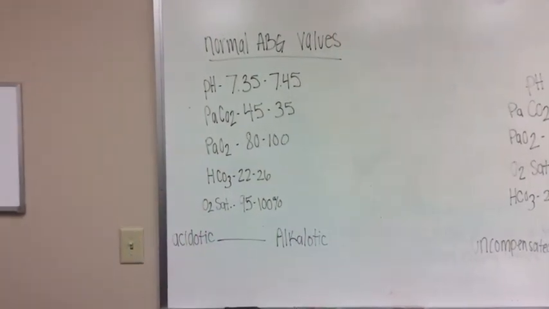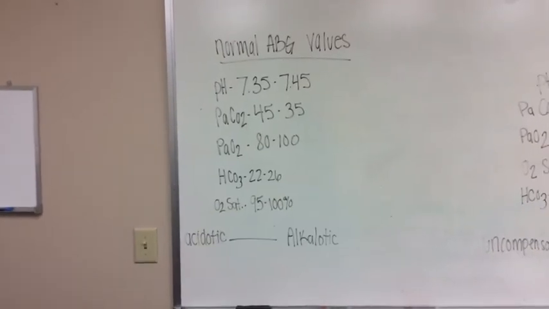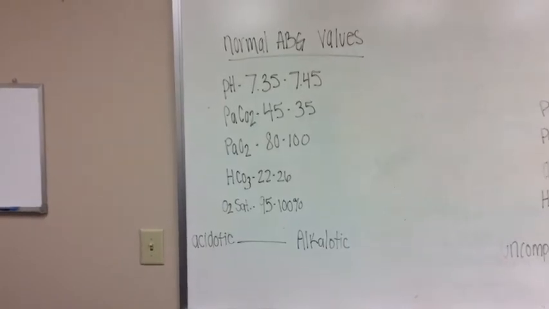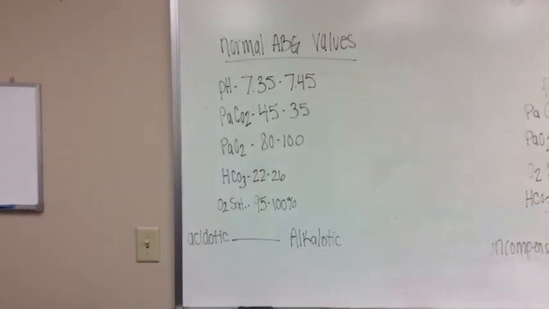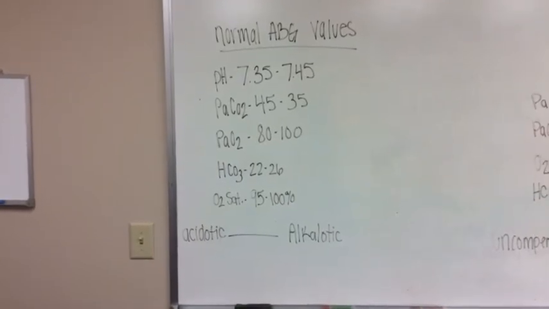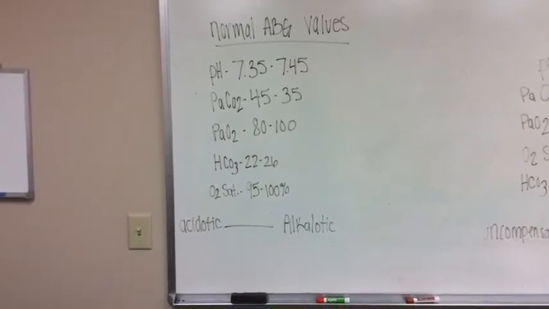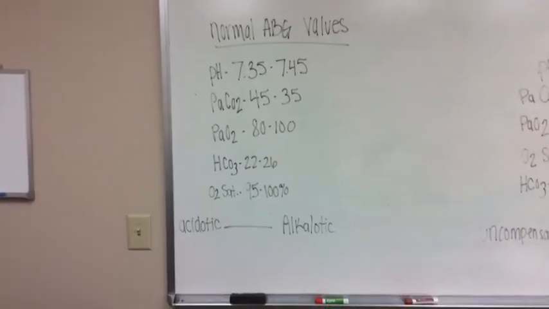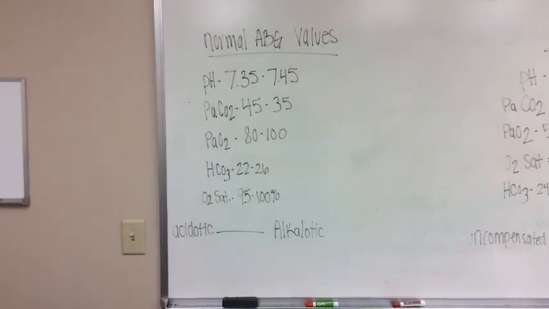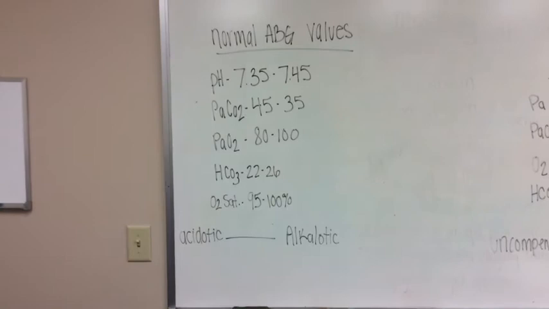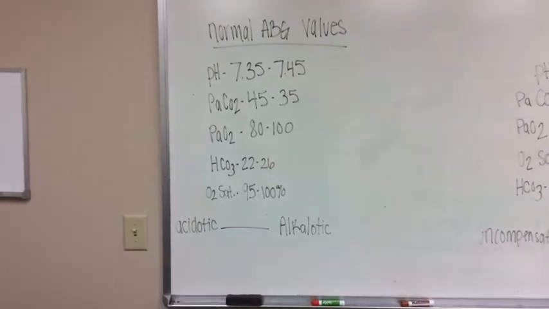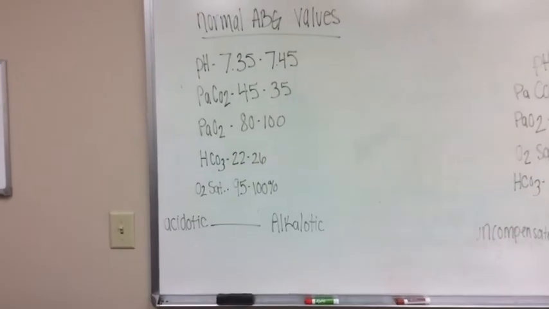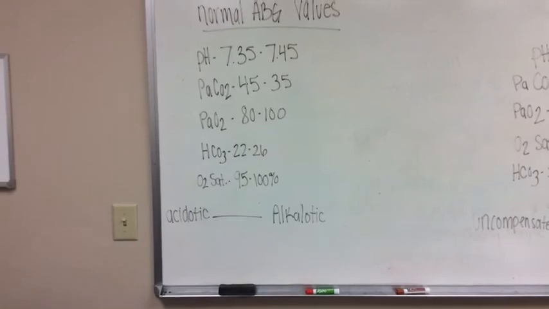Okay, so the normal ABG values are a pH of 7.35 to 7.45, a PaCO2 of 35 to 45, a PaO2 of 80 to 100, a bicarb of 22 to 26, an O2 saturation of 95 to 100%. If your pH, PaCO2, PaO2, and bicarb are on the lower side of the normal value, it will be considered acidotic. If it is on the higher side of the normal values, it is considered alkalotic.